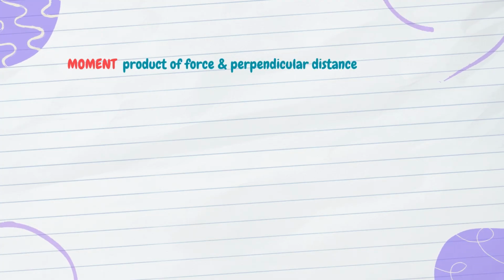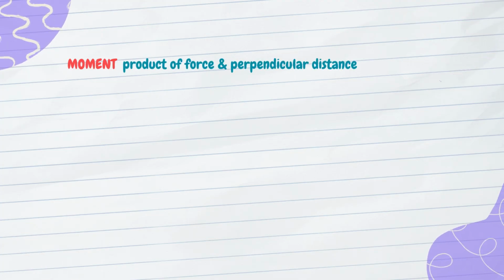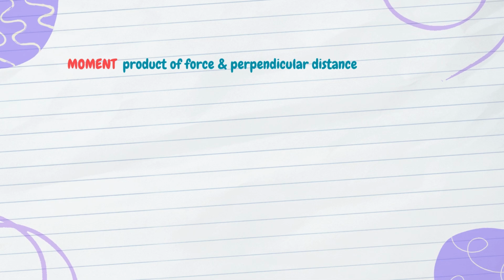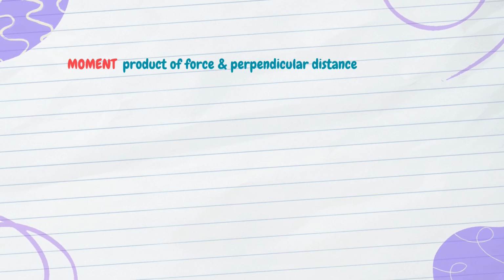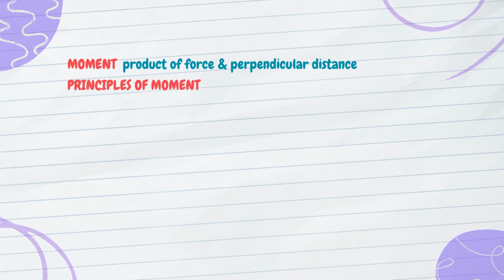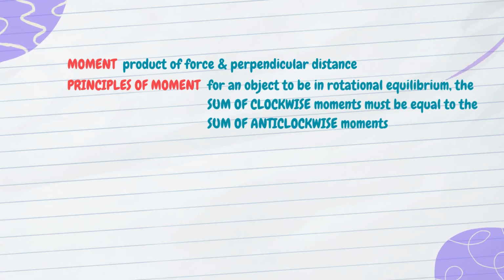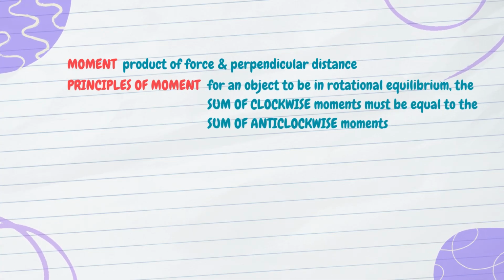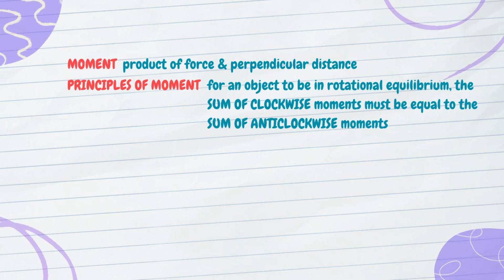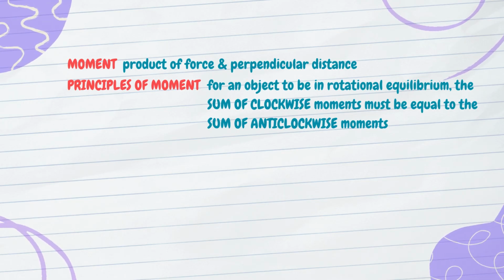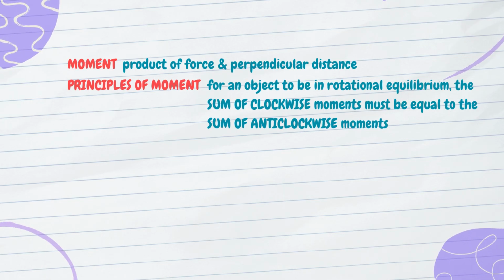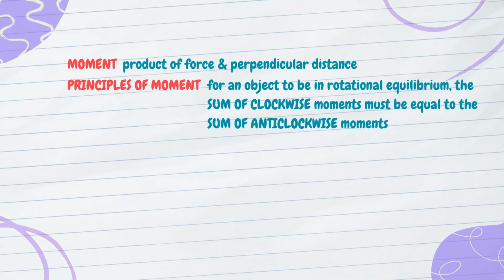To recap, moment of force is the product of force and perpendicular distance from its point of action. Moment of force is mathematically expressed as moment of force is equal to force times distance. The principle of moment states that for an object to be in rotational equilibrium, the sum of clockwise moments must be equal to the sum of anticlockwise moments. The principle of moments is mathematically expressed as F1 d1 is equal to F2 d2.